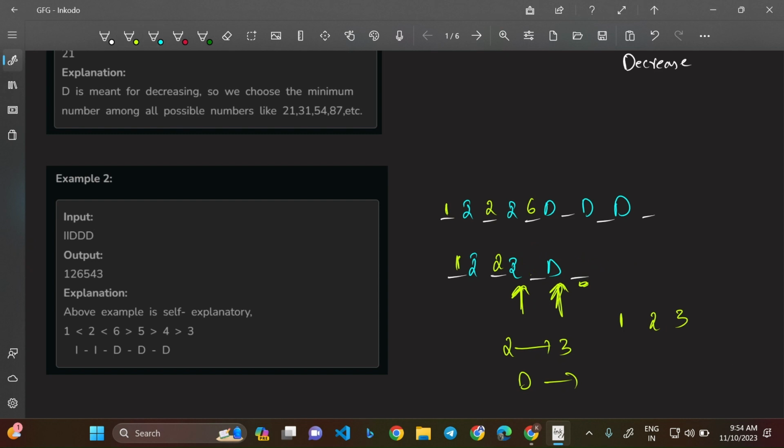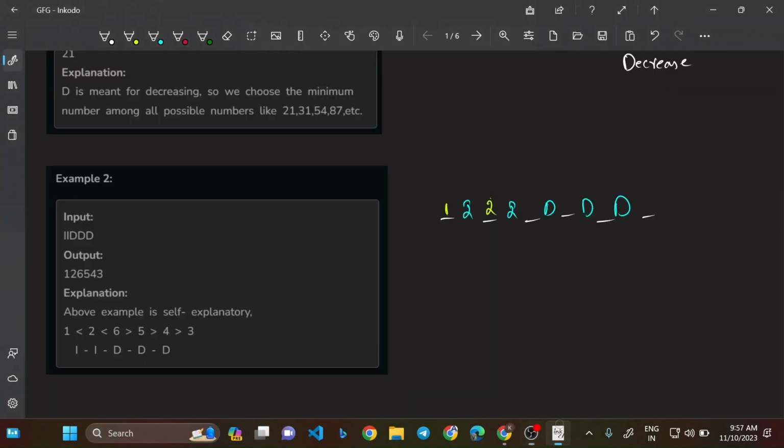Let us assume I'm putting the 4 here. So it must be decreased now with the next number. I have the possibilities as 3, 1, 2. 1 I have already used, 2 I have already used, but 3 I haven't used. So I'll be putting 3 here, and this is the minimum most possible answer. I hope you people understand. Similarly, in this case as well, we see that.